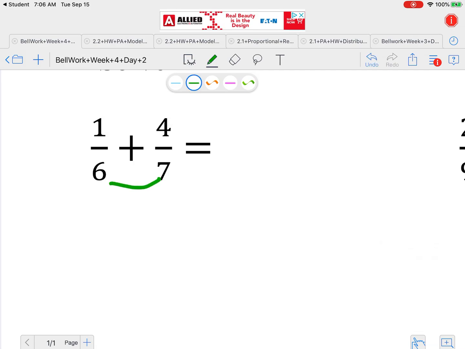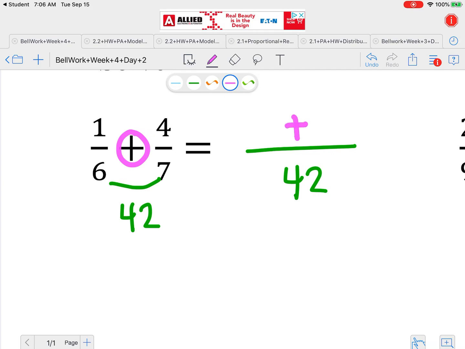So 6 and 7, one number they could both turn into is 42. So I'm going to set a spot up over here to then, this says add. So I'll be adding my two new numerators together. In order for me to get this 6 right here to become 42, I have to multiply with 7. So whatever you do to the bottom, you do to the top.